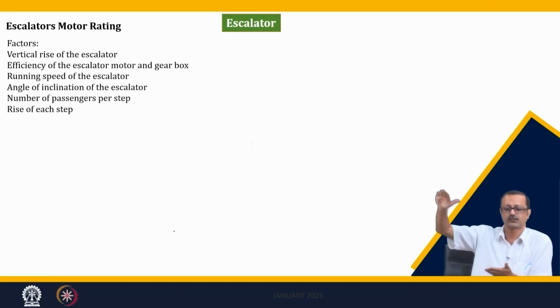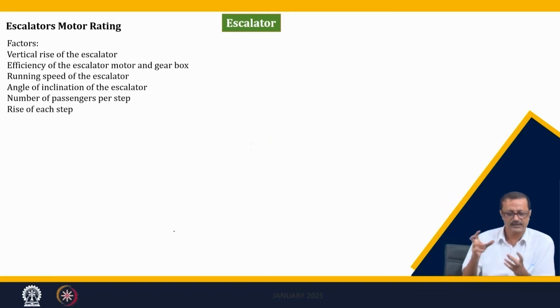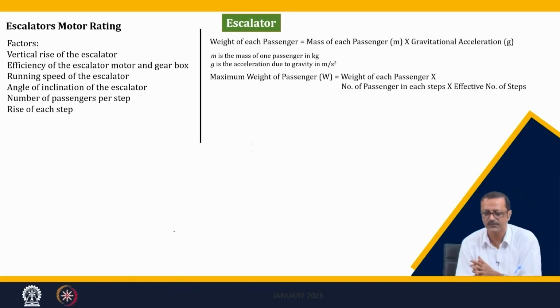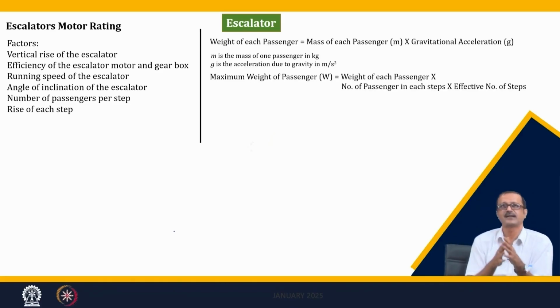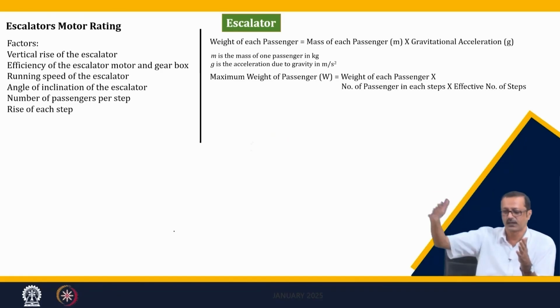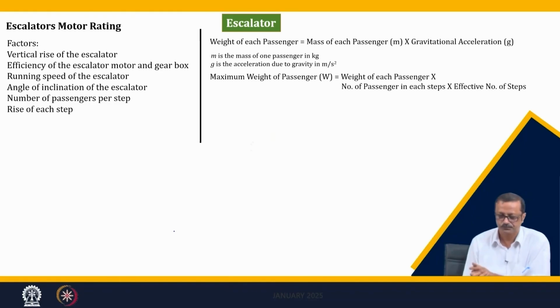So, for the escalator also there are some parameters we need to know: how much vertical height it is going to cover, what is the efficiency of the motor box, what is the running speed, the angle of inclination, if it is steeper or gentler. Based on that the power requirement will change. I even have to know the rise of each step. In that way I can find out the total passenger weight and multiply by the inclined displacement.